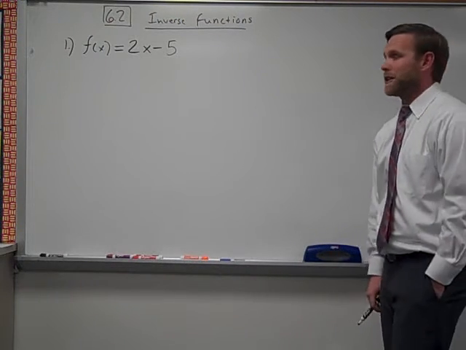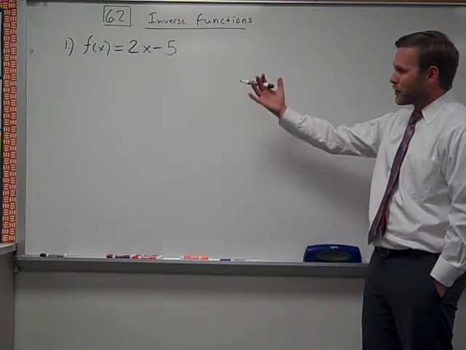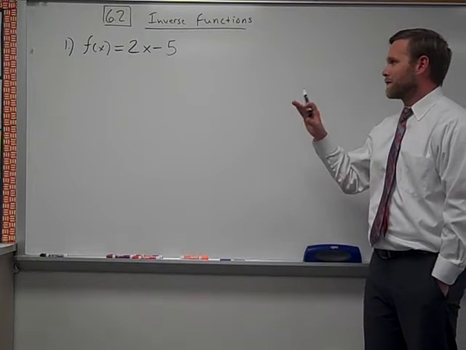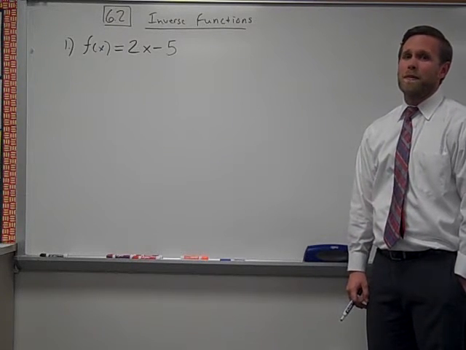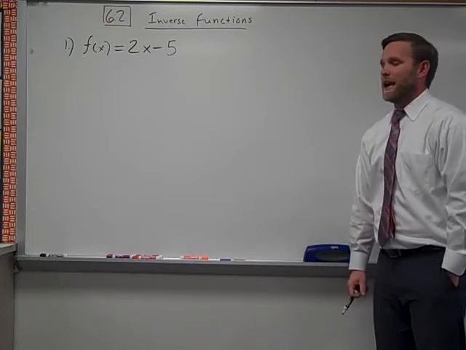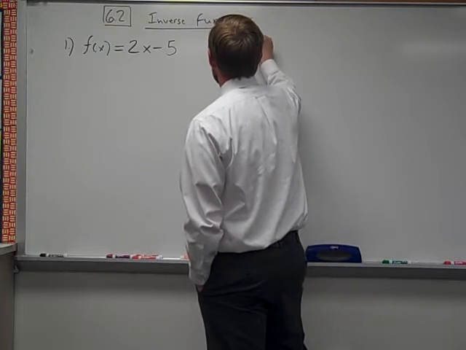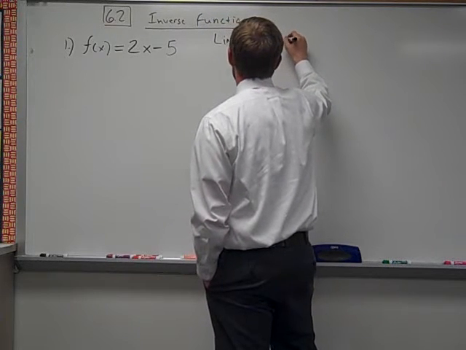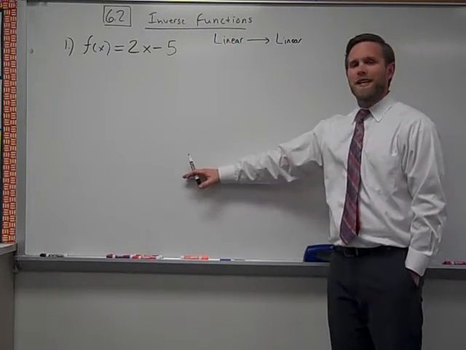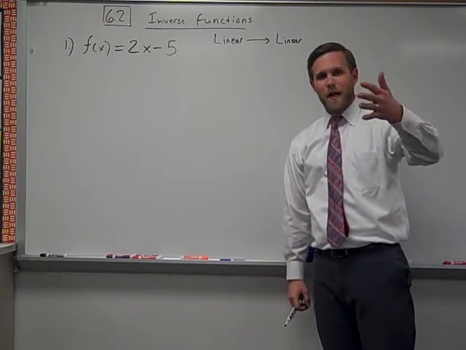The first thing that I would look at here is I would identify which family of functions this comes from. Clearly, hopefully, you have a resounding consensus that the family of functions that this comes from is the linear family. This is a linear function, 2x minus 5. And if you have a linear function, the inverse of a linear function will also be linear. So if you do this right, the inverse function that we're going to get is going to be linear as well.